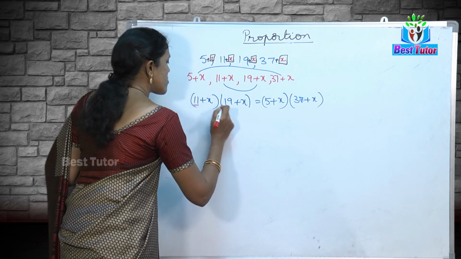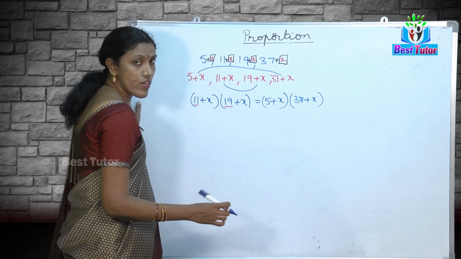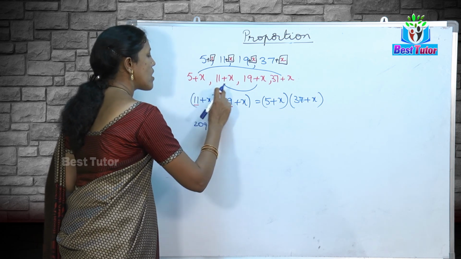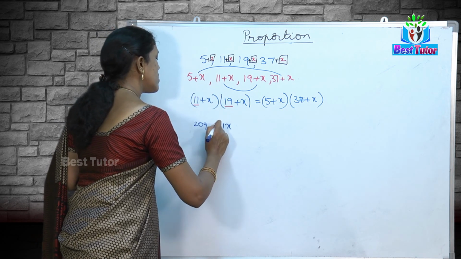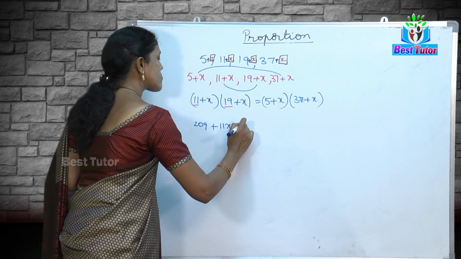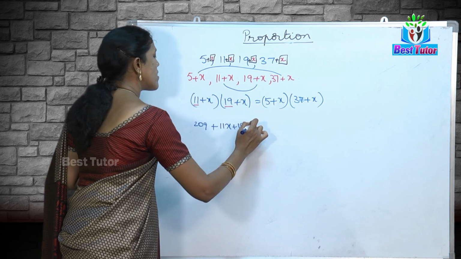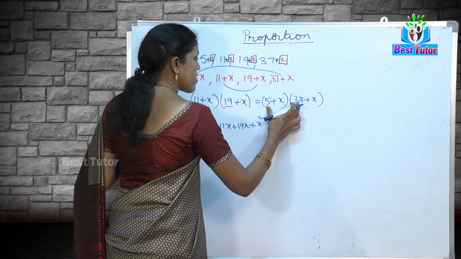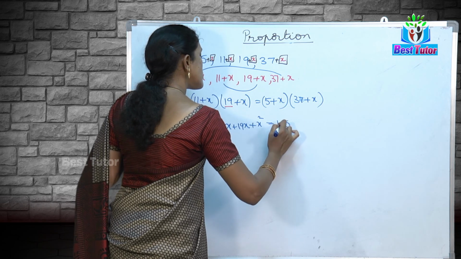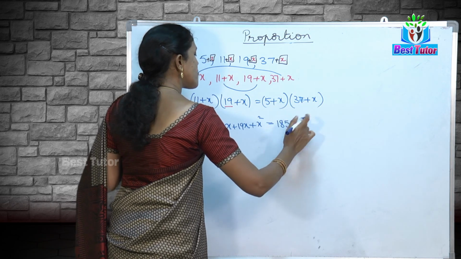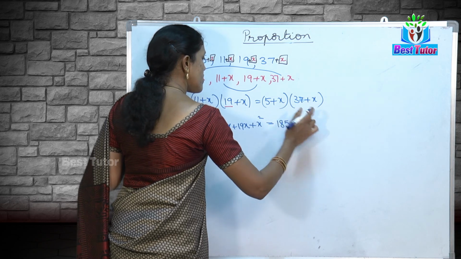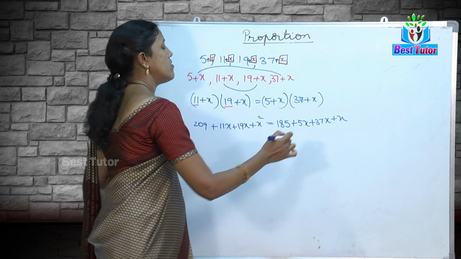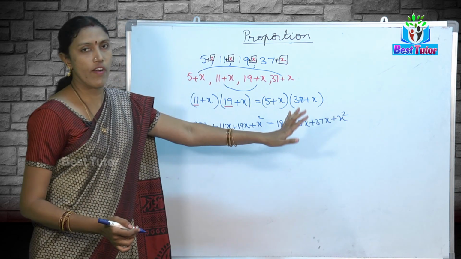Quickly let us apply. First, 11 into 19, just now I have given you a simpler procedure. It is going to be 209. First over. Outer, 11 and x are outer, 11x. Inner, x and 19, 19x. Then last, x square, right? Similarly, here we are going to apply the same FOIL method. First is 5 into 37, which is going to be 185. Outer, 5x. Inner, 37x. Last, x square. So we have applied the method and simplified on both the sides.